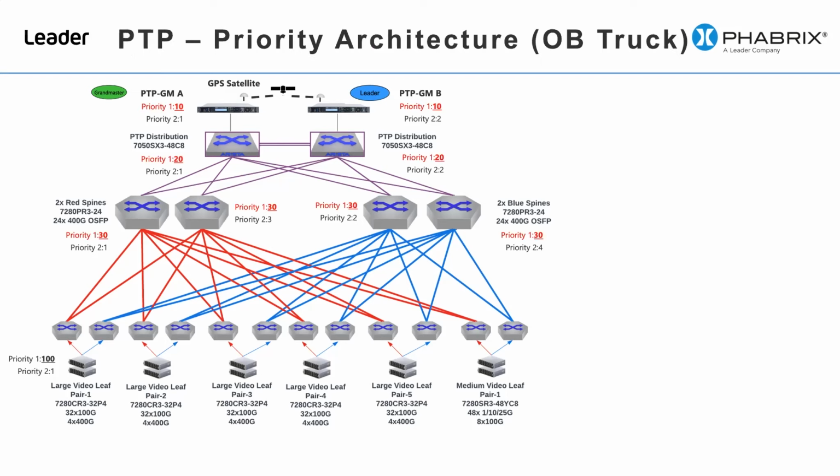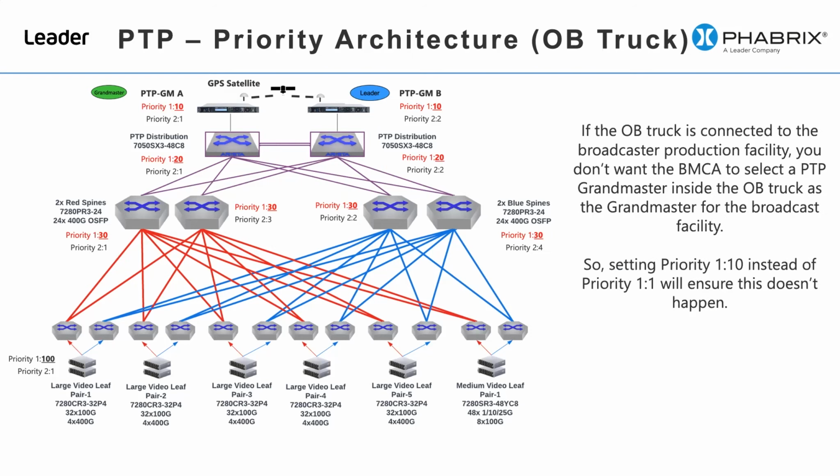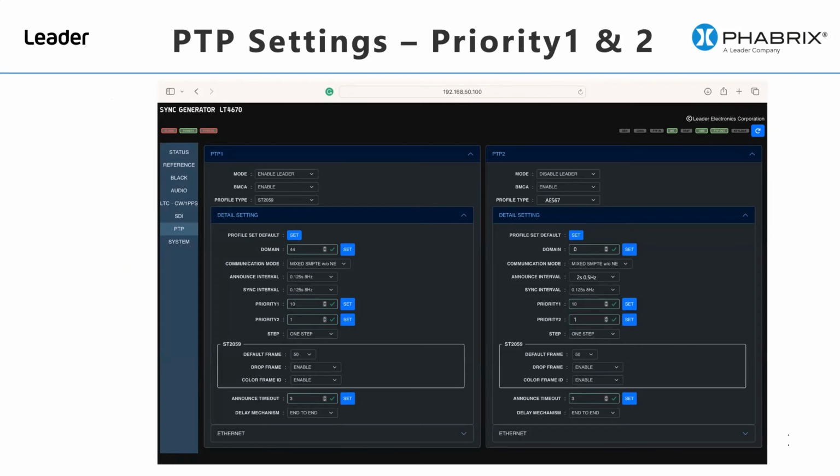If you're running an OB truck, it probably makes sense to change priority 1 to 10, PTP distribution priority 1 to 20, and the spines priority 1 to 30. This is because you don't want the OB truck to potentially become the grandmaster for a facility, and this priority 1 configuration ensures that this doesn't take place. Priority 1 and priority 2 are again set on the sync pulse generator with PTP, and priority 1 and priority 2 can be set for both domains.